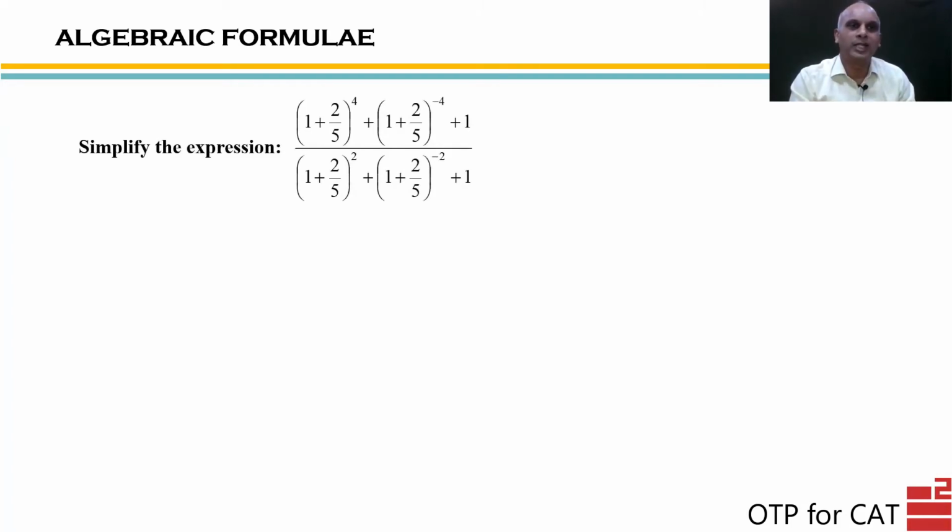Another question. We have to simplify the expression given here. What we see is that in the numerator we have something to the power 4 plus something to the power negative 4 plus 1. The denominator has powers of 2, whereas we had the power 4s.